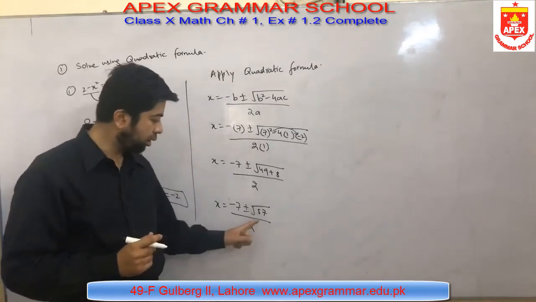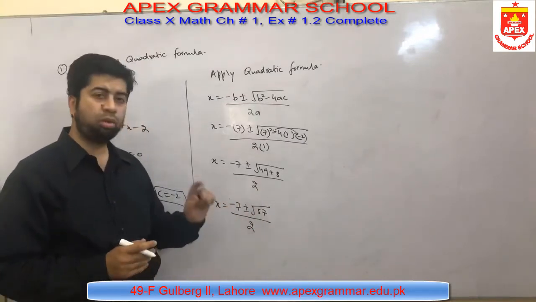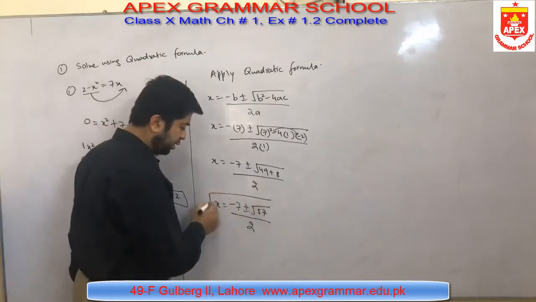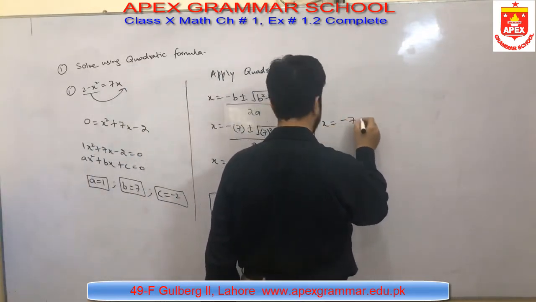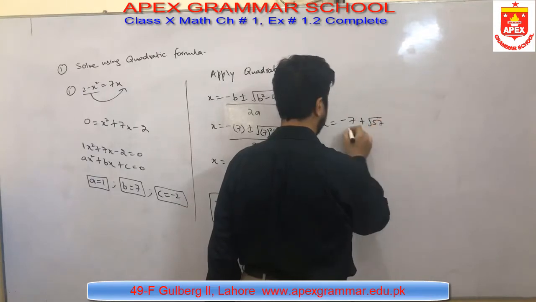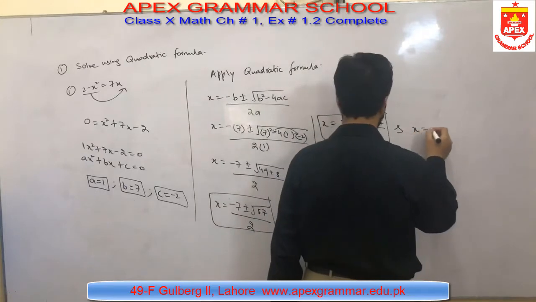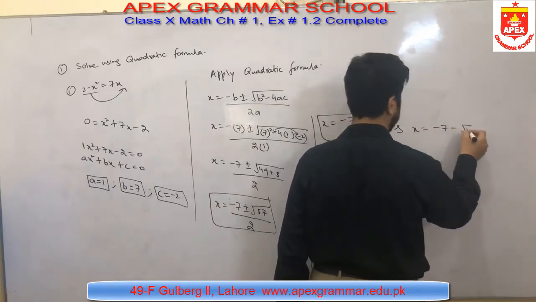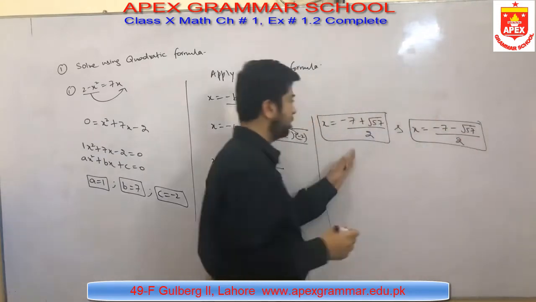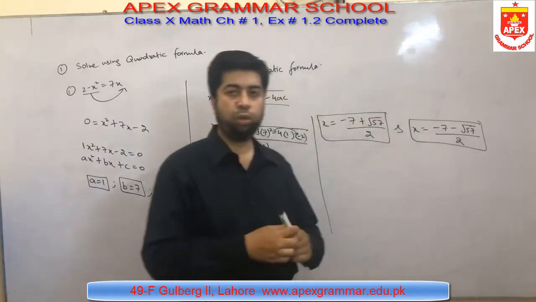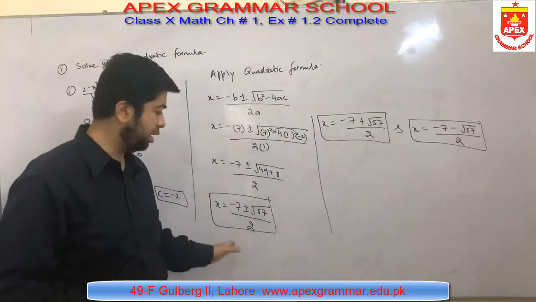Now the square root of 57 is not possible to simplify here. So you have both the roots. You can write this answer as it is, or you can write it as x is equal to minus 7 plus square root 57 over 2, and x is equal to minus 7 minus square root 57 divided by 2. This is the positive root, this is the negative root. You can write them separately, or you can write them combined. This is the answer.